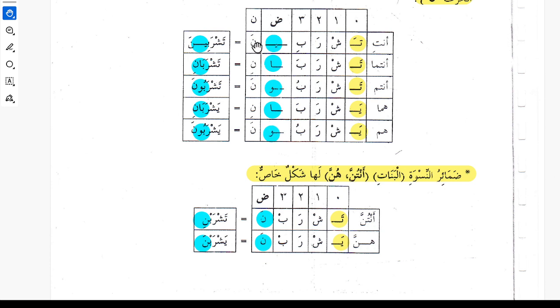So they have two special forms, and the noon is the pronoun here for these two. In these cases noon was not a pronoun, it was added. These were the pronouns of the file and in these two cases noon is a pronoun. Tashrabna means you all, feminine, you drink. Hunna, they all, feminine, drink. Third person, second person.